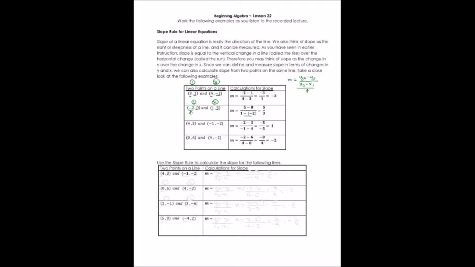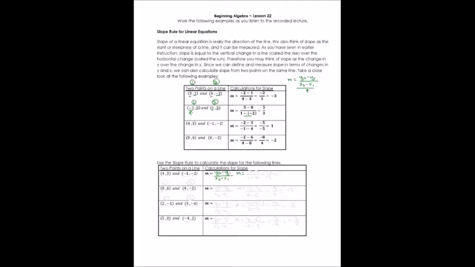Okay, let's head down to the bottom of this page and see if we can do these 4 examples here. I'm going to rewrite my formula. M, or slope, is equal to y2 minus y1 over x2 minus x1, because it's a good idea before you start anything that has a formula to go ahead and write the formula down first. Then I'm just going to plug in my coordinates.